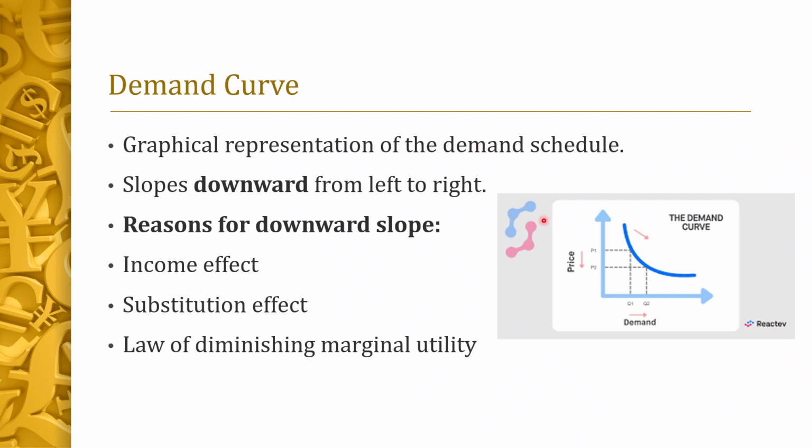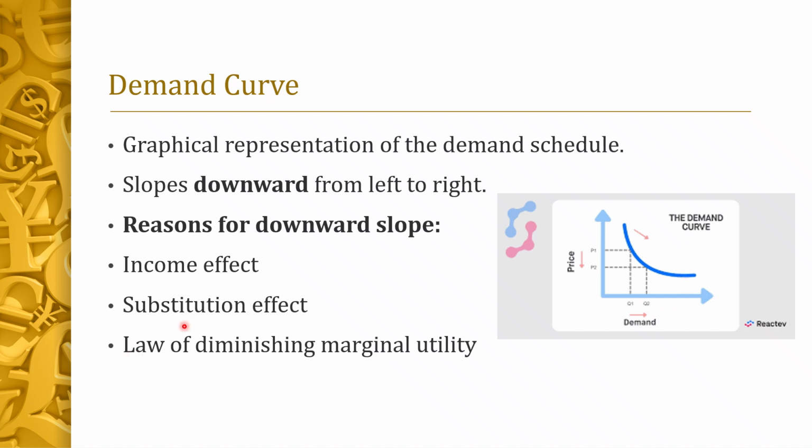Then there is a downward slope because of the income effect. The lower the prices, the greater the purchasing power. If the income is increasing, the purchasing power will also increase. And if further the prices are decreasing, then of course the demand or the purchasing power would increase.